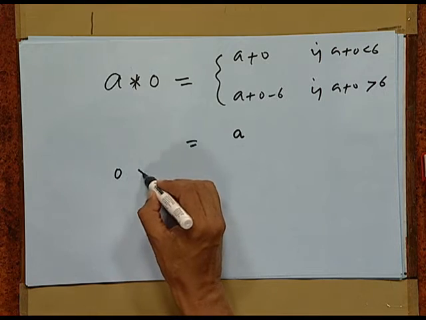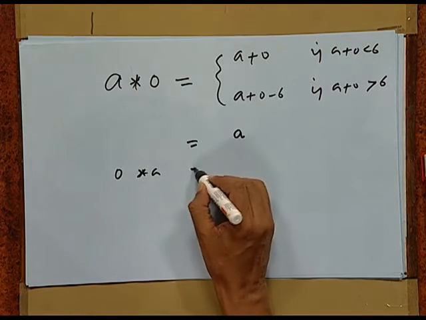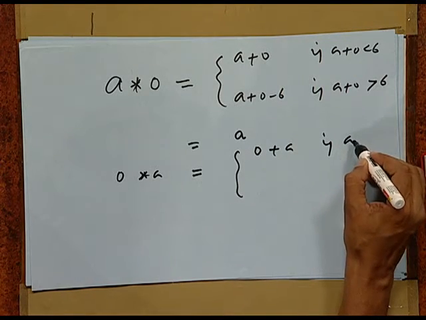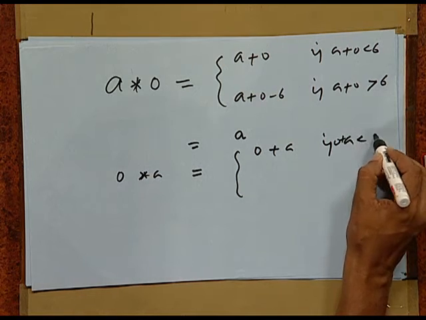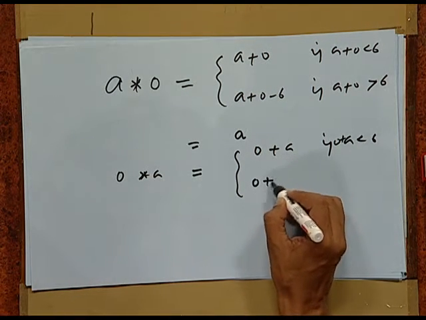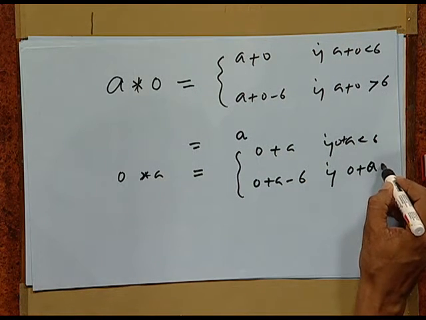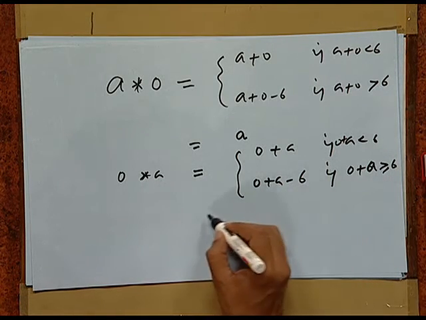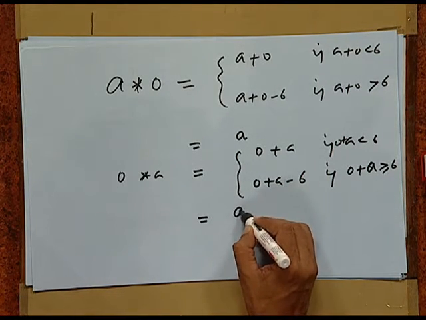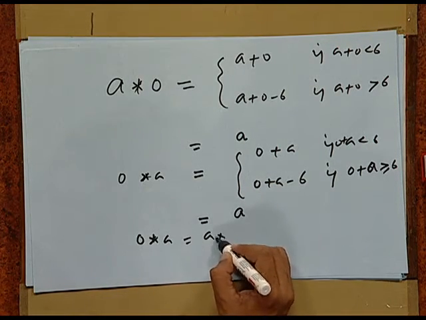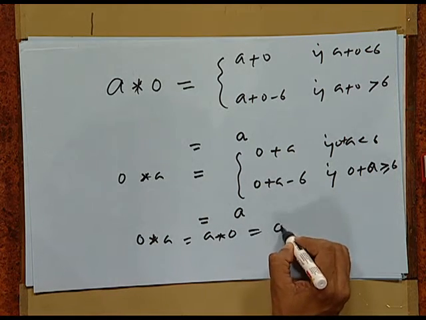Also, 0 star a, this equals 0 plus a if 0 plus a is less than 6, and 0 plus a minus 6 if 0 plus a is more than or equal to 6. Here again it comes down to simply a. Thus we found that 0 star a is a star 0 is equal to a. So, we conclude that in this problem 0 is the identity.